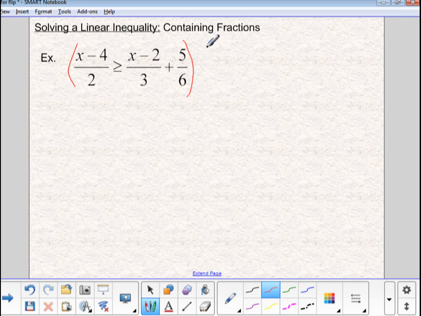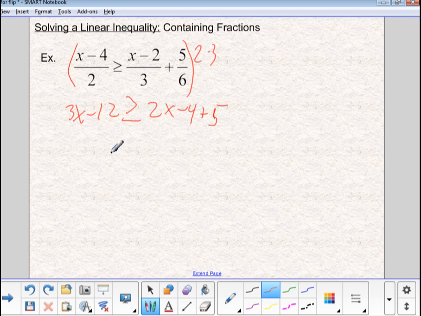So in this case, remember we said we would clear out the denominator, so we'd multiply by 6, or really what we're doing is multiplying by 2 times 3. And we multiply each expression, so the 2's cancel, so we have 3 times that, which is 3x minus 12. And over here, the 3's cancel, so that's 2 times that, so that's 2x minus 4. Over here, the 6 cancels, so that's just plus 5.